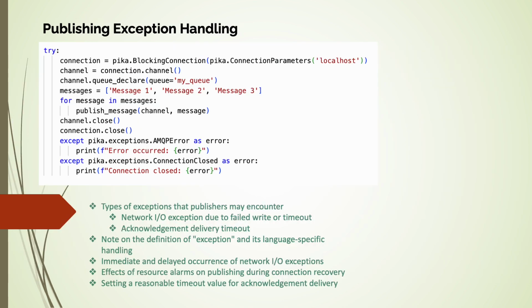Exception handling for publishers. Publishers may encounter two types of exceptions during their operation. Network I/O exception. This type of exception occurs when there is a failed write or a timeout during network communication. The occurrence of this exception can be immediate or delayed, depending on factors such as network congestion or packet drop rate. It is important to note that different programming languages may handle exceptions in different ways, but the discussion and recommendations in this section apply to most client libraries and programming languages.